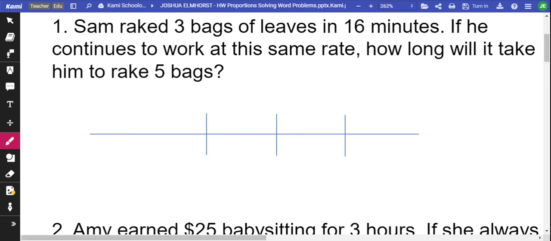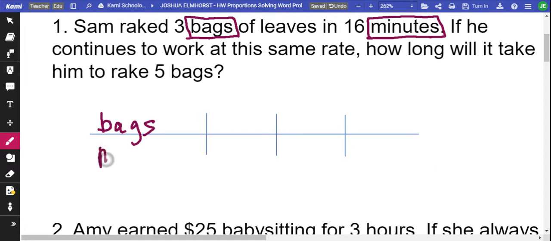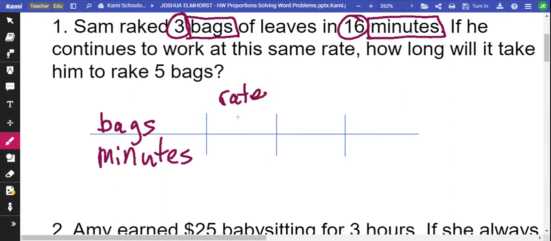Okay, this is Mr. Elmhorst with the help video for the homework on proportions and solving word problems. So first thing we want to do is look at the ratio and what's being compared. So we have bags compared to minutes. And so go down here to a ratio table and we set up bags compared to minutes. And then we look at the actual ratio of 3 to 16. So the given rate here is 3 to 16.